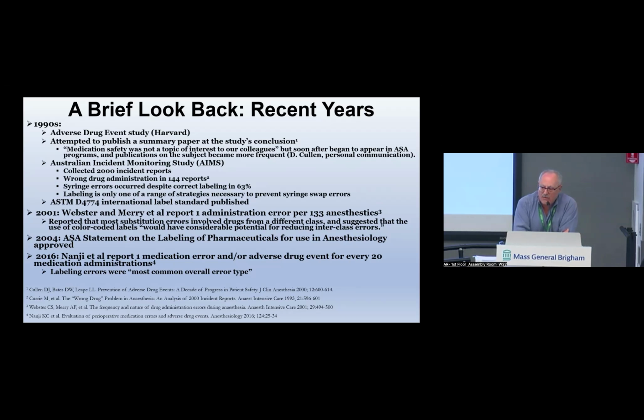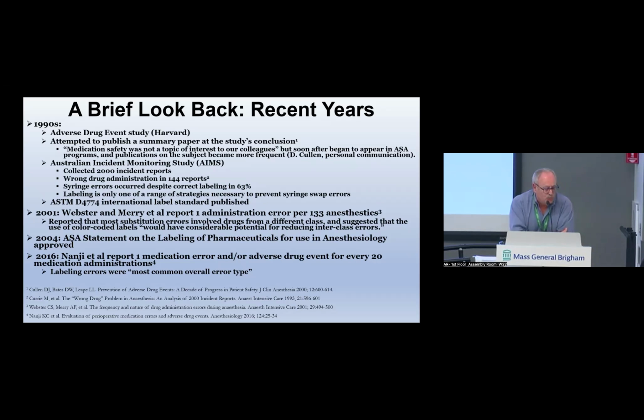And this is where I want to thank Joyce Wahr for her comments about cognitive errors, because for various reasons, including no doubt those cognitive errors, correct labels were being read incorrectly. The authors concluded that labeling is only one of a range of strategies necessary to prevent syringe swap errors. And the 1990s also included ASTM's publication of the first international labeling standard. We'll see more on that shortly.